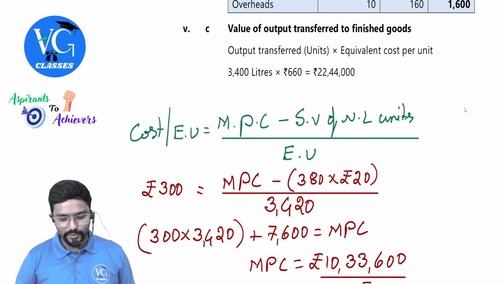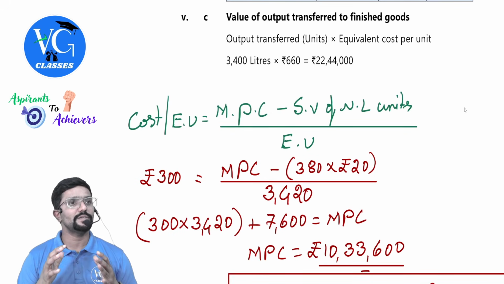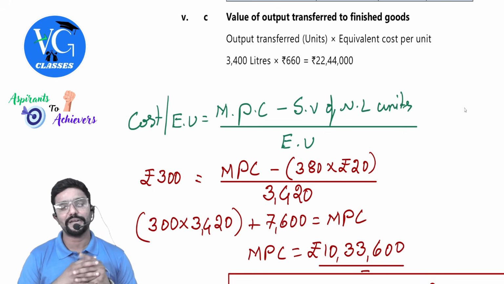Yes, this is all about the process costing chapter. So here we have come to the end of the 10th chapter. That means 2/3 of the chapters we have completed, guys.